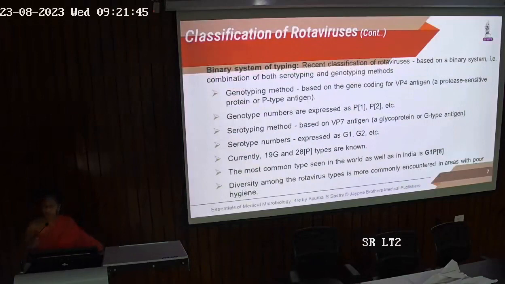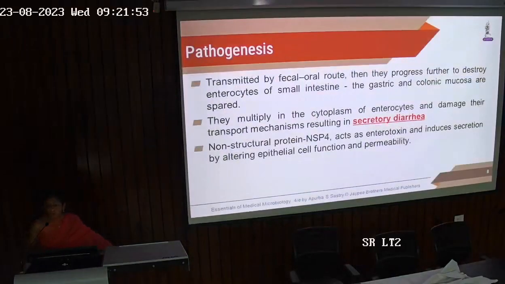Then there are other systems of classification also. This we can probably let it go. Not very important at UG level. Pathogenesis. It is transmitted. All the diarrhea cases.